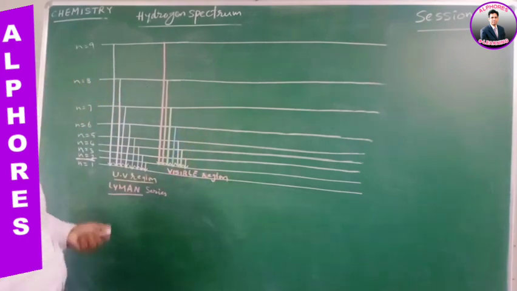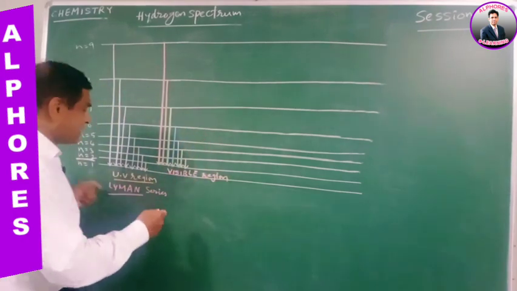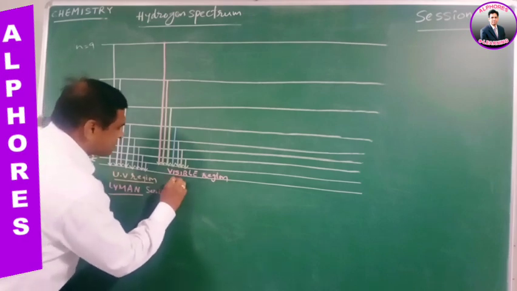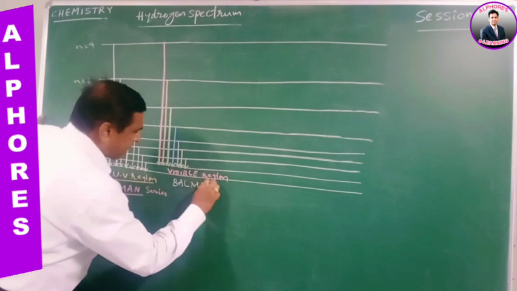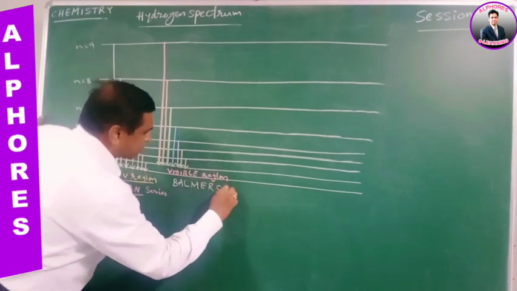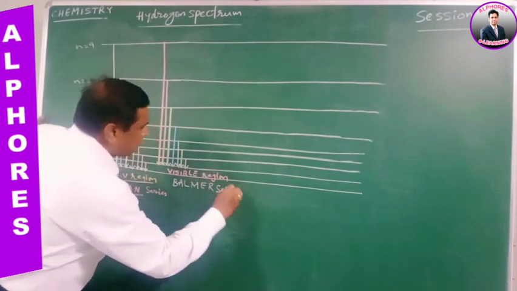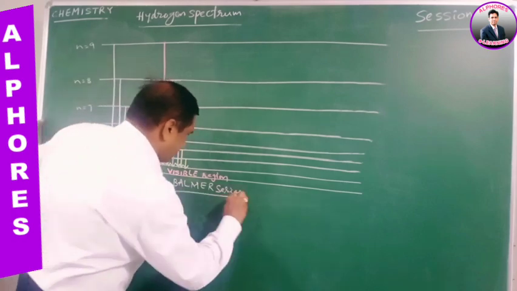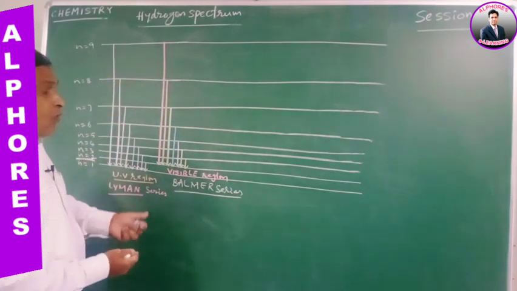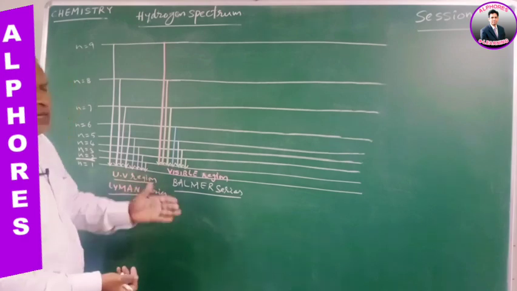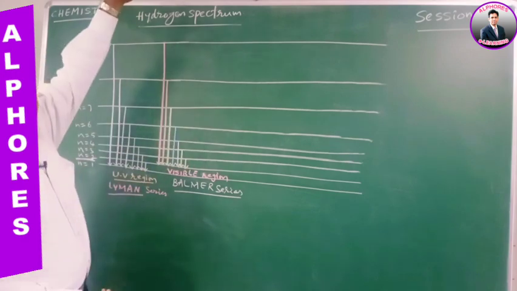Visible region of hydrogen spectra. The series of spectral lines are named as Balmer series. Okay, what are the excited levels? Excited levels are 3 and above; those orbits are all excited levels.